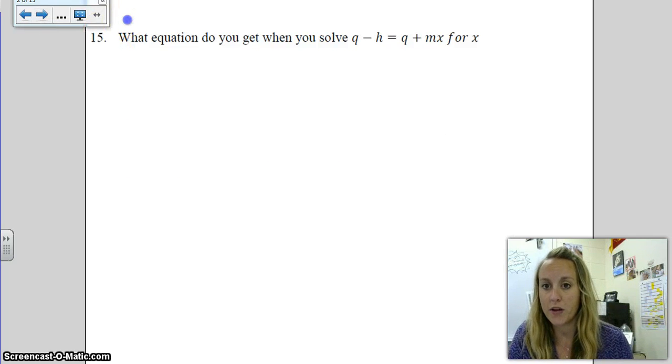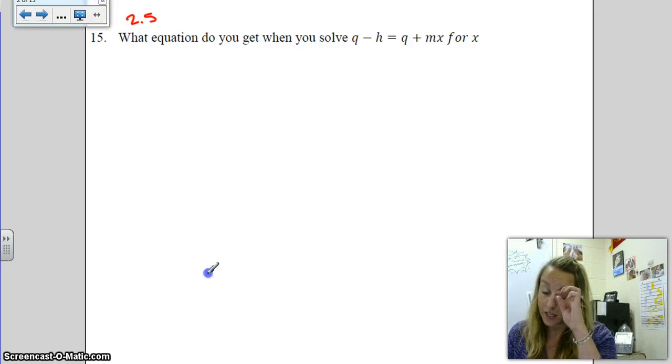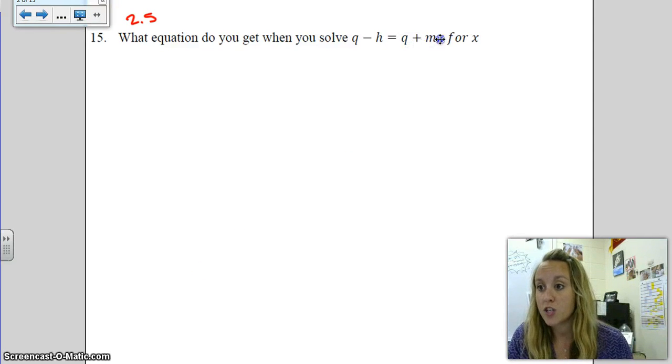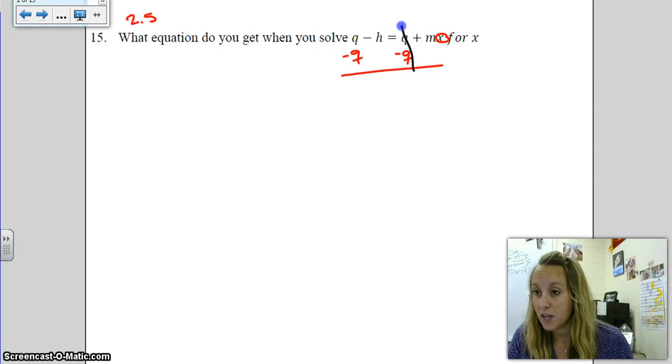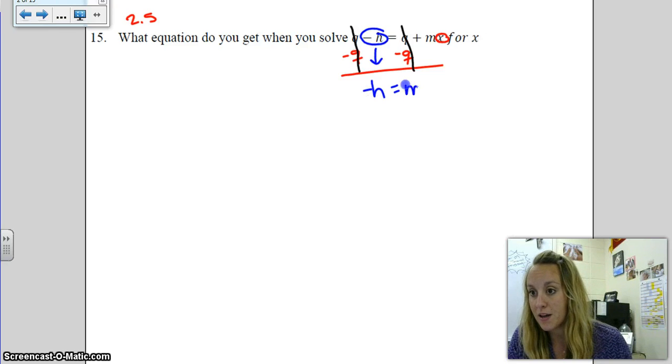All right, this is from 2.5. So I'm going to go through this rather quickly because you have this on that extra flip from last time. So we are just trying to solve for x. So we're trying to get x all alone. My first step is to subtract the q from both sides. Well, from where I originally started, it comes to a 0. Over here, q minus q, it's also a 0. And that's perfectly fine. You're going to bring down the -h. So you have -h equals mx.